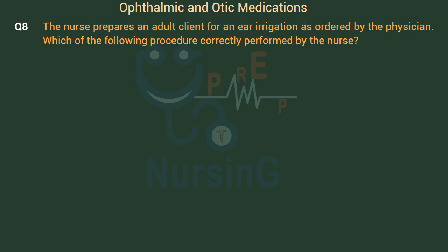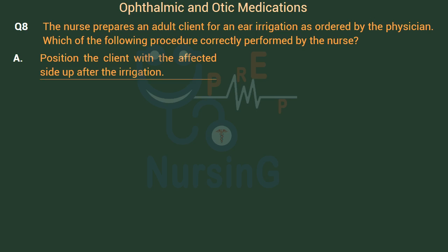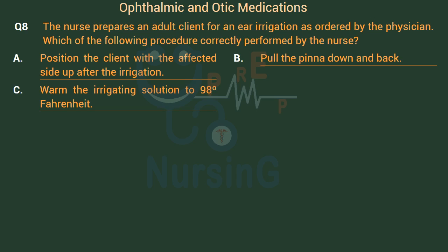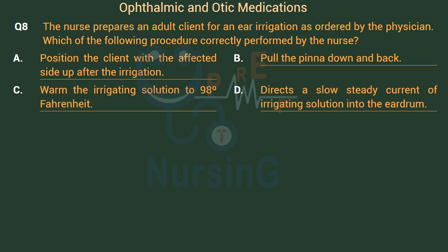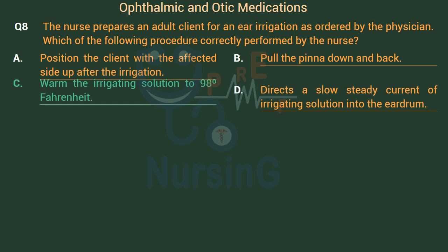The nurse prepares an adult client for an ear irrigation as ordered by the physician. Which of the following procedures is correctly performed by the nurse? Option A. Position the client with the affected side up after the irrigation. Option B. Pull the pinna down and back. Option C. Warm the irrigating solution to 98 degrees Fahrenheit. Option D. Direct a slow, steady current of irrigating solution onto the eardrum. Right answer is Option C.